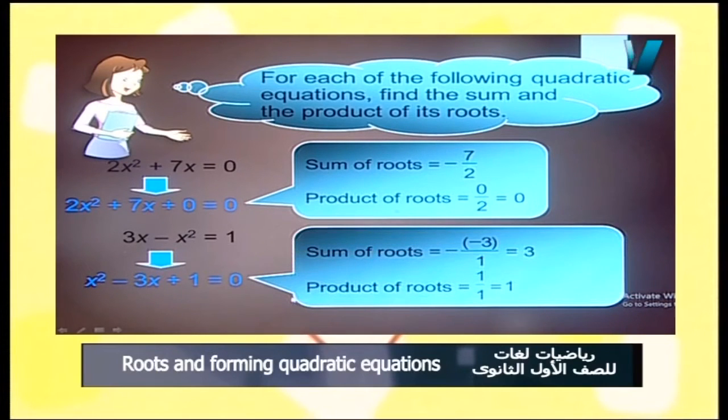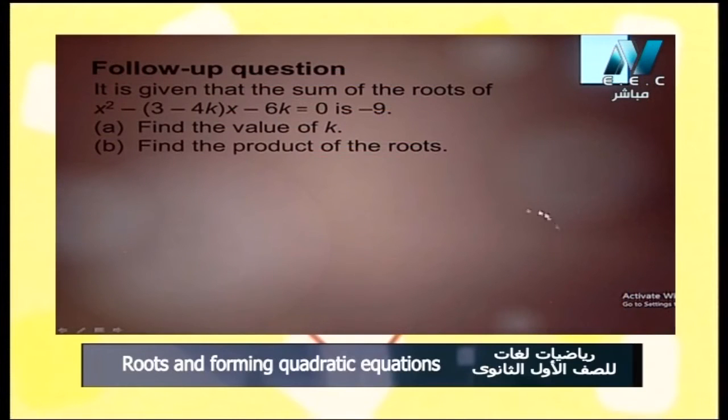So the answer will be sum of the roots equals what? Equals negative b, which is negative 3, over a, which is 1. So the answer will be 3. And the product of roots equals c, which is 1, over a, which is another 1, equals 1. So my dear students, here it's not acceptable to be negative, so we multiply all this equation by negative 1 to get this answer. Okay, let's move to another slide.